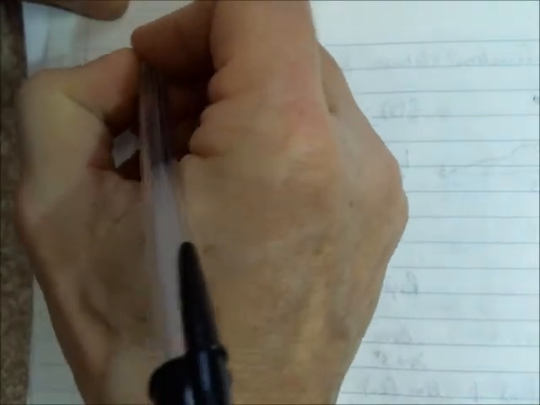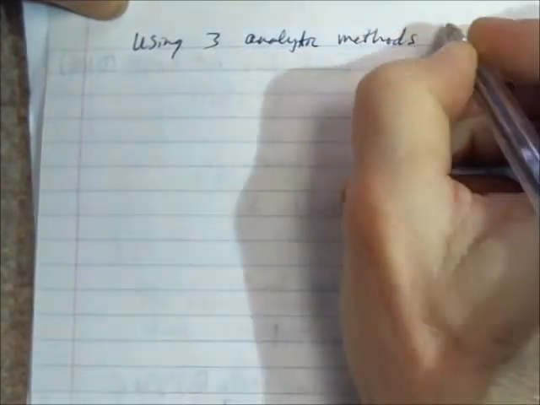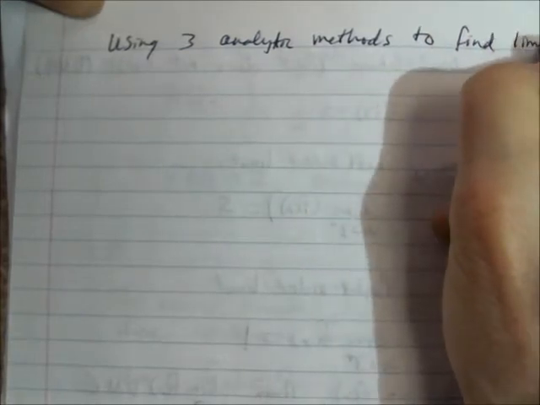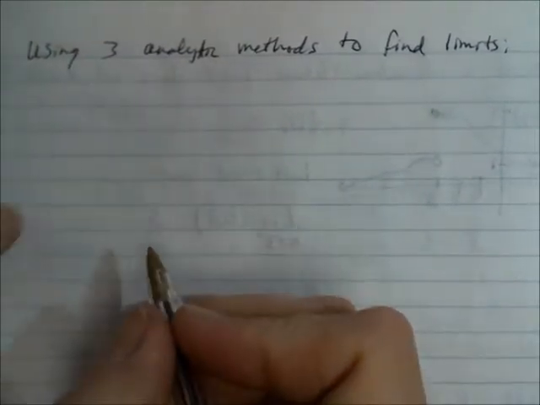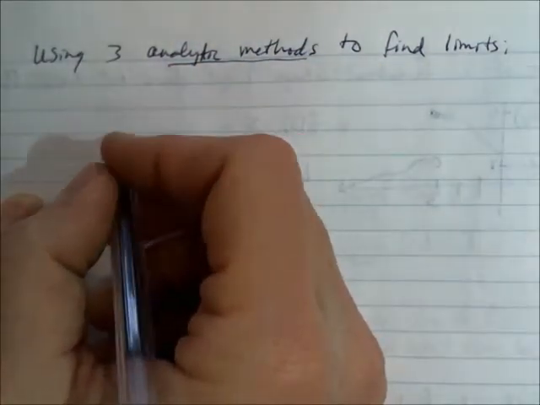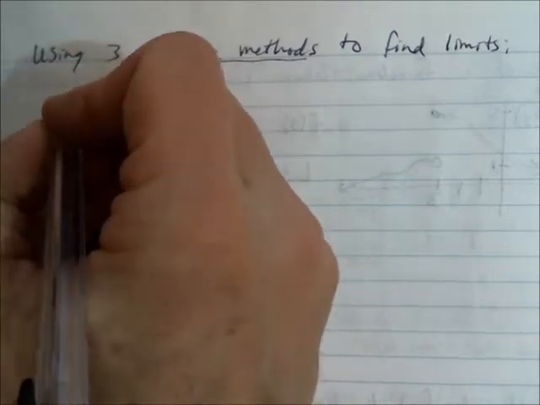Today I'm going to talk about the analytic methods to finding limits. There are 3 of them. So, using 3 analytic methods to find limits. These methods are going to be used when you get a 0 over 0 after direct substitution.